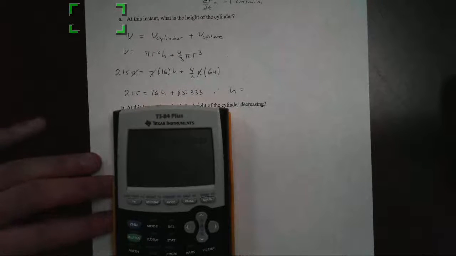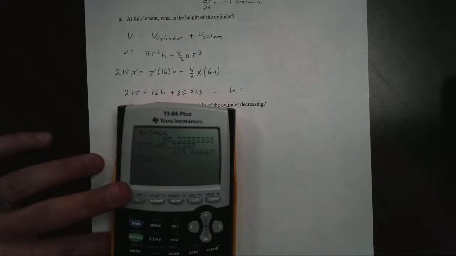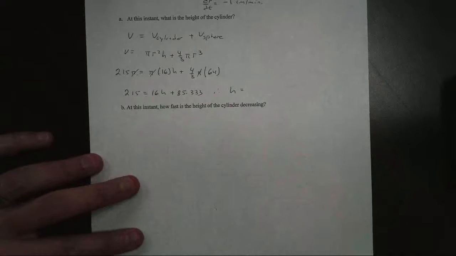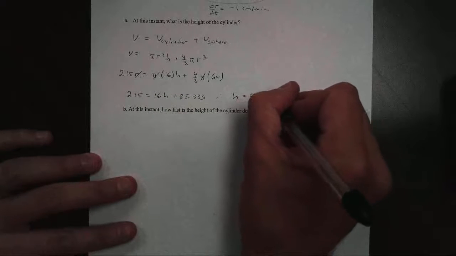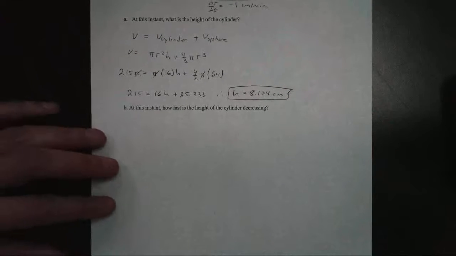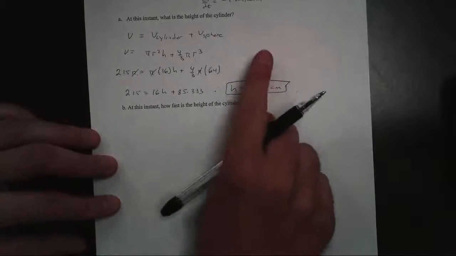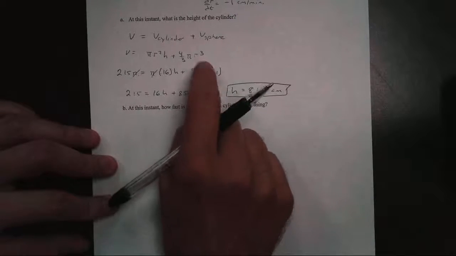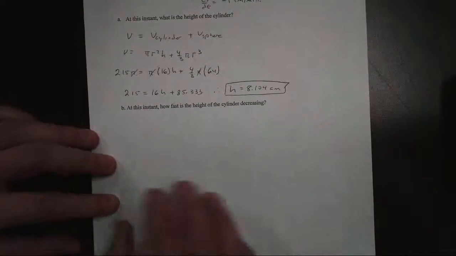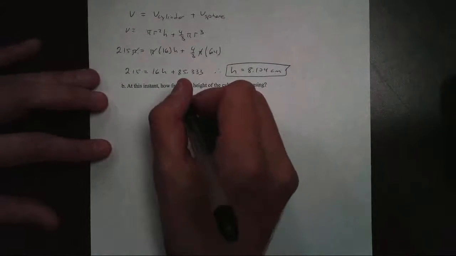Therefore, solving for h, with a little bit of algebra, I take that 215 minus 85.33333, and I divide that by 16. And I get 8.104 centimeters. And there's the height of our cylinder right there. Very easy to do. Now the next one's a calculus question. On a test or quiz, a question like this won't be worth much because it's just algebra. Maybe 2 points.